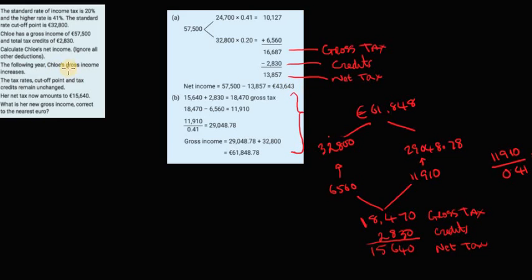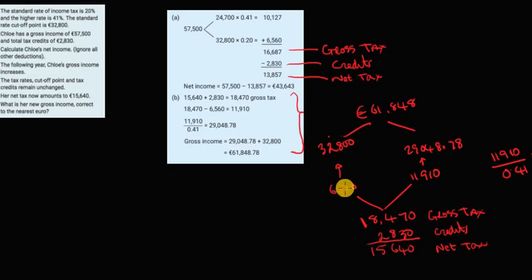3,643. The following year, her gross income increases. The tax rates and cut-off points and tax credits remain unchanged, but her net tax amounts now to 15,640. What is her new gross income? Have a look at the way they do it here, and then it's the same way that I've been showing you in the previous part of this video. We start off with the new net tax, 15,640, add on our credits to get the gross tax.